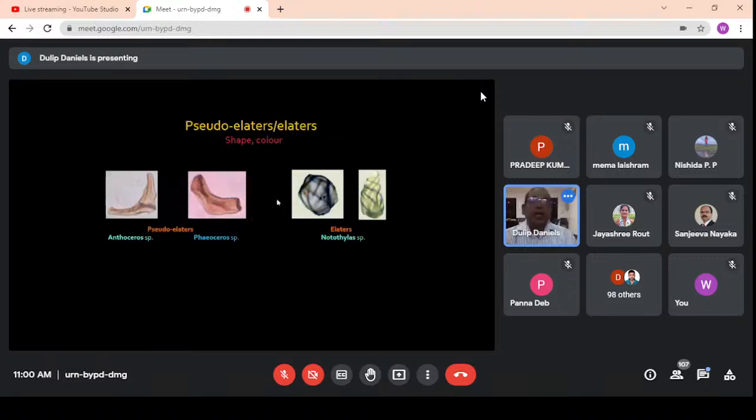And we come to the elater part, probably the last slide that I would like to show you. In elaters also, there are two types, pseudoelaters and elaters. Pseudoelaters are more than one cell and they do not have the wall thickening. But elaters are usually unicellular, single cell with spiral thickening. So even there, you find a diversity.